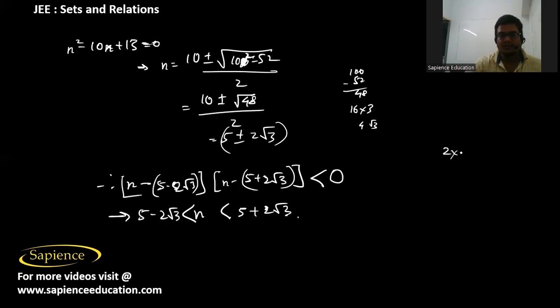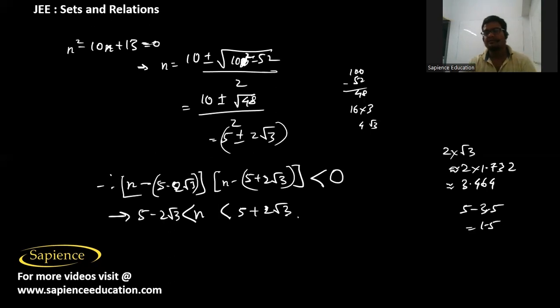So now 2 into root 3 is how much? That is approximately 2 into 1.732, which is 3.464, approximately 3.5. So 5 minus 3.5 is equal to 1.5. So n should be more than nearly 1.5, but less than 5 plus 3.5, which is 8.5.